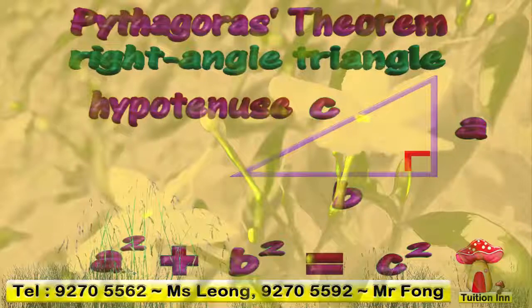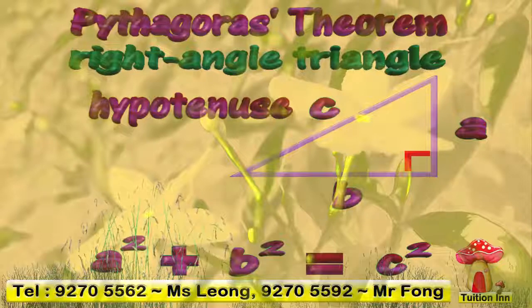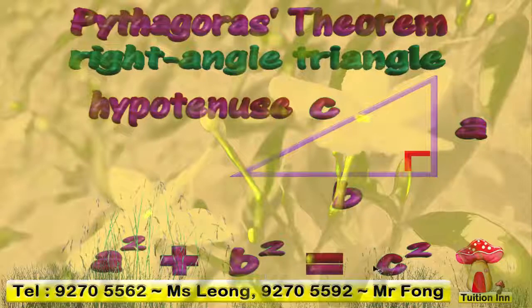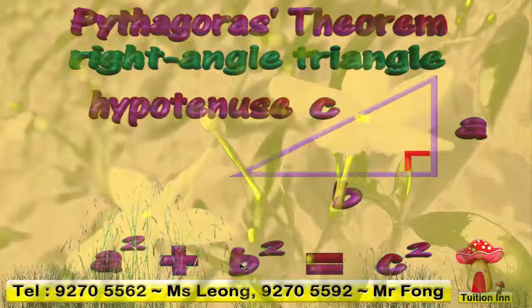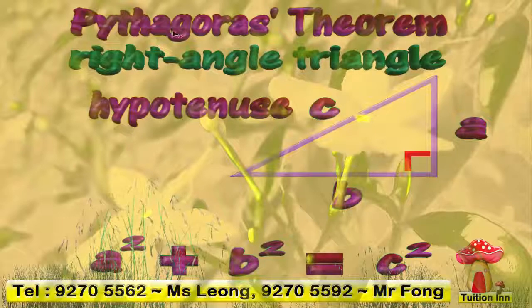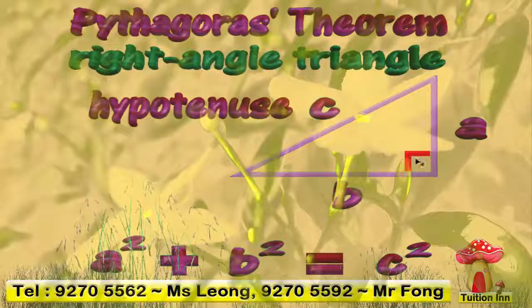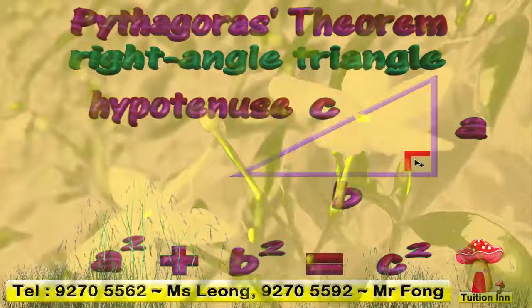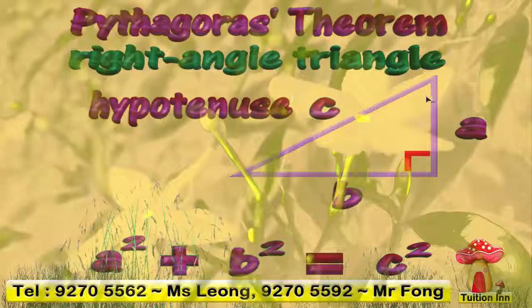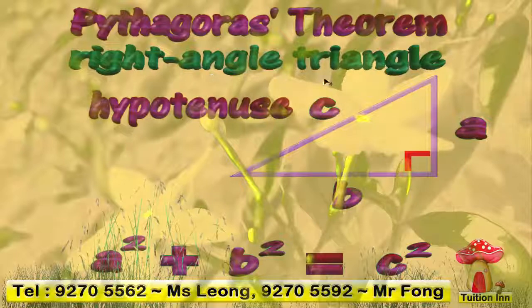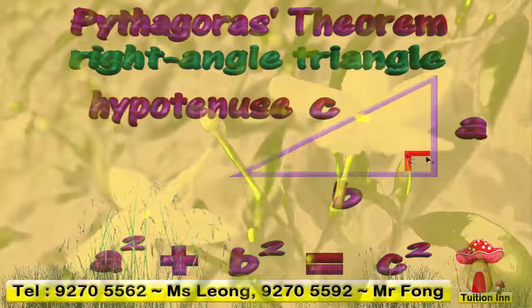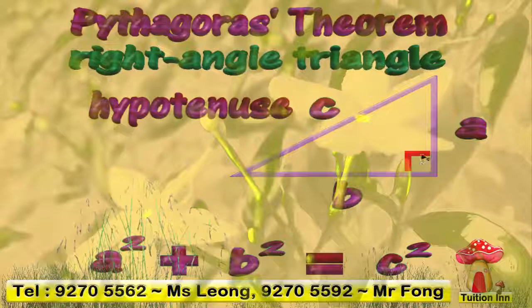Usually in the questions, two of these three numbers will be given. So A, B, C, two of them will be given. One will be missing for you to find. And remember, in order to apply Pythagoras theorem, there must be a 90 degree in the triangle. We call this kind of triangle a right angle triangle, and you must spot the hypotenuse, and the hypotenuse is always opposite your 90 degree in your right angle triangle.